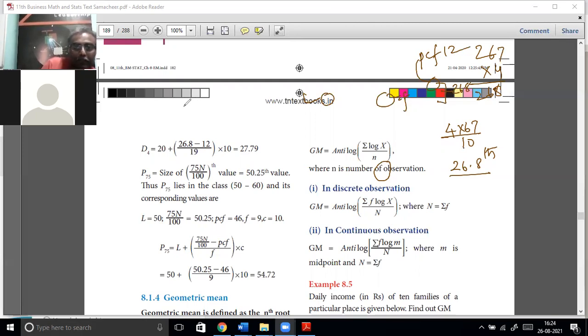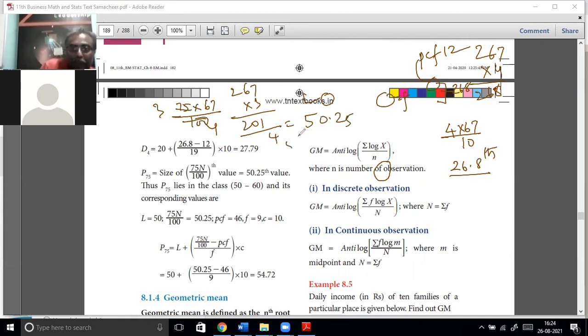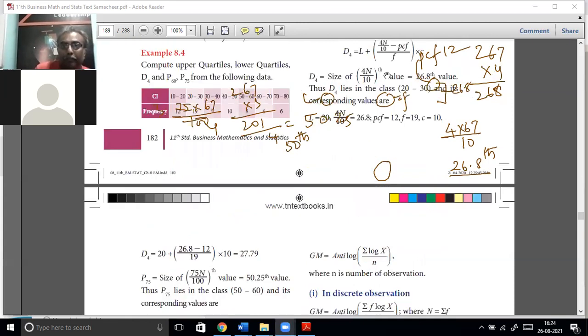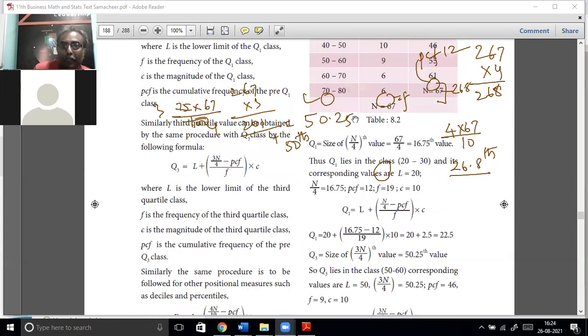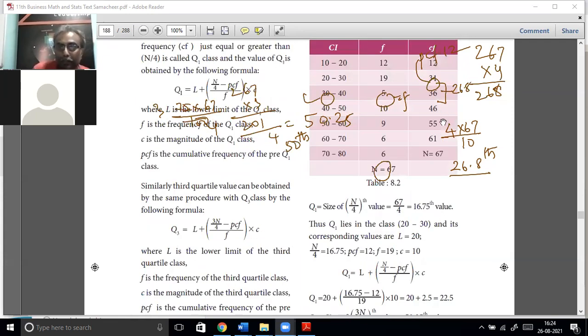Now 75 into 67 by 100th value. This is 3, this is 4. So 67 into 3 again. 3 sevens are 21, 201. 201 by 4 will give you 50.25th value. So 50th value. Like last time, you have to get the 50th value. Where is the 50th value? In 46 to 55, you are getting the 50th value.